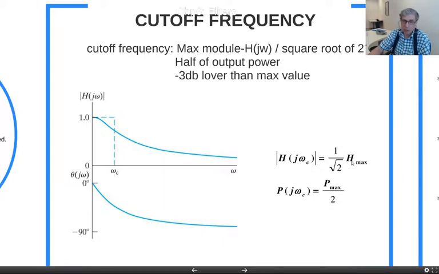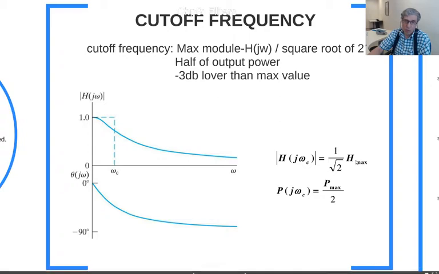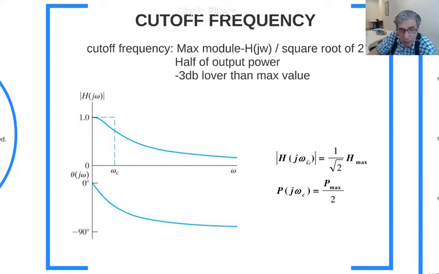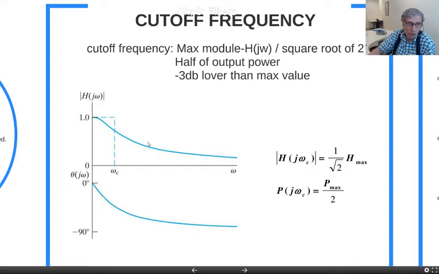This formula tells us that the maximum of the transfer function module value over square root of 2 is the value for the cutoff frequency. So from this formula we can calculate the cutoff frequency for each filter. Another way of saying this, I can show it in a graph like that.